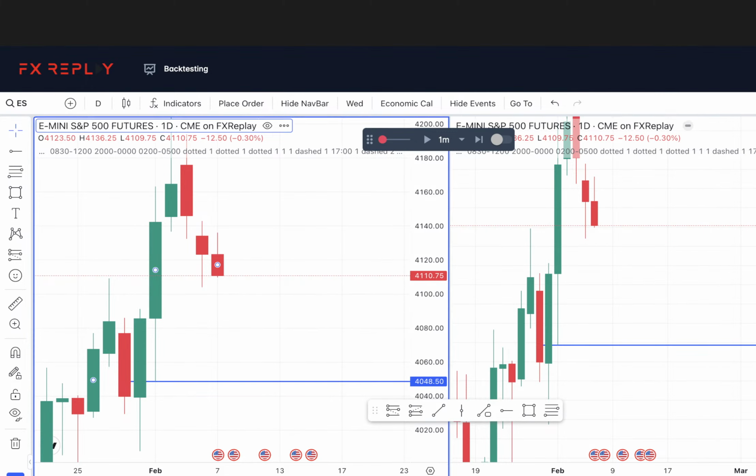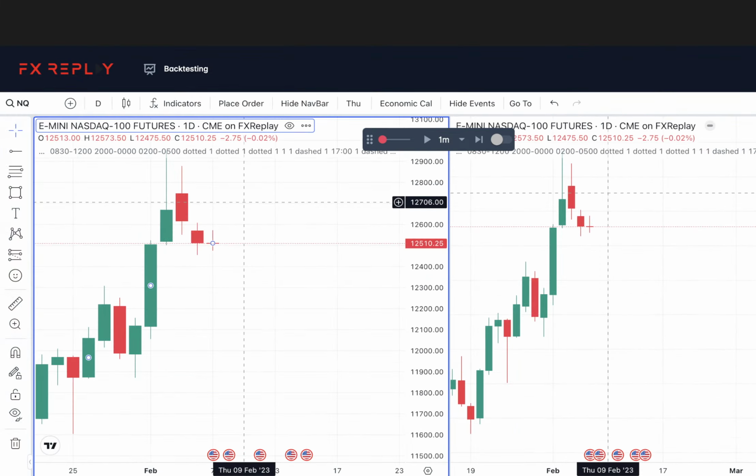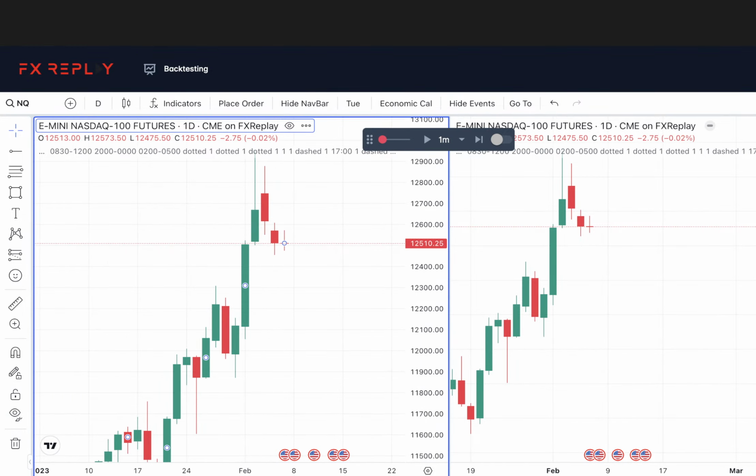No. I don't want these charts synced at all, actually. I want this to be in Q. I can't not sync them like I would do in TradingView. That's actually going to piss me off. Let's see. There should be chart settings.